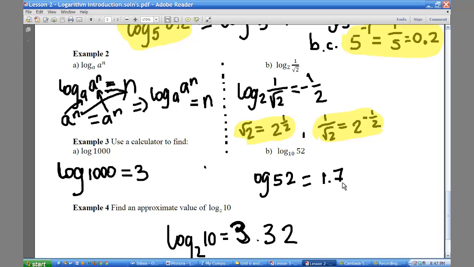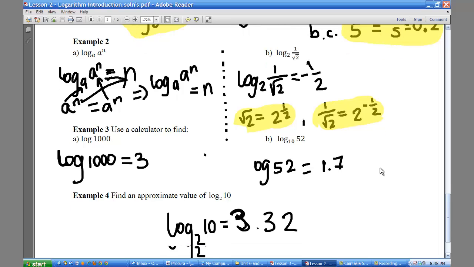Log 52 equals 1.7. Which exponent did you raise 10 to get 52? You raised it to 1.7. In a calculator, all you have to do is enter log and then the number 52. You don't have to enter 10 because log is automatically already pre-made so that it's at base 10. So log and then number 52.